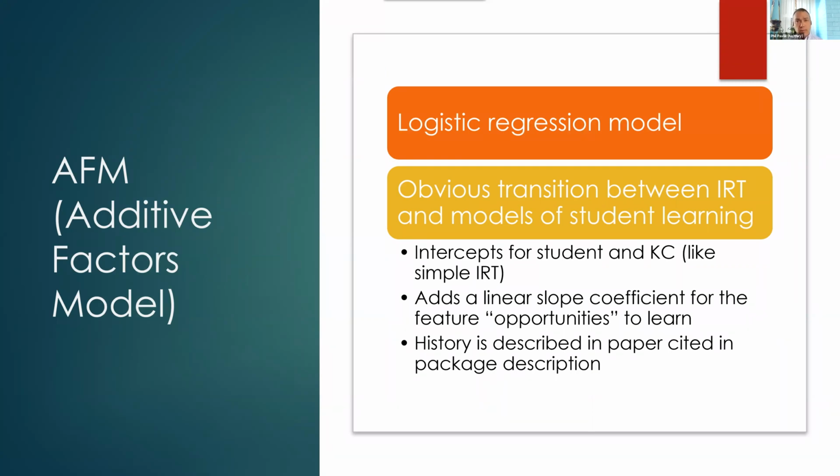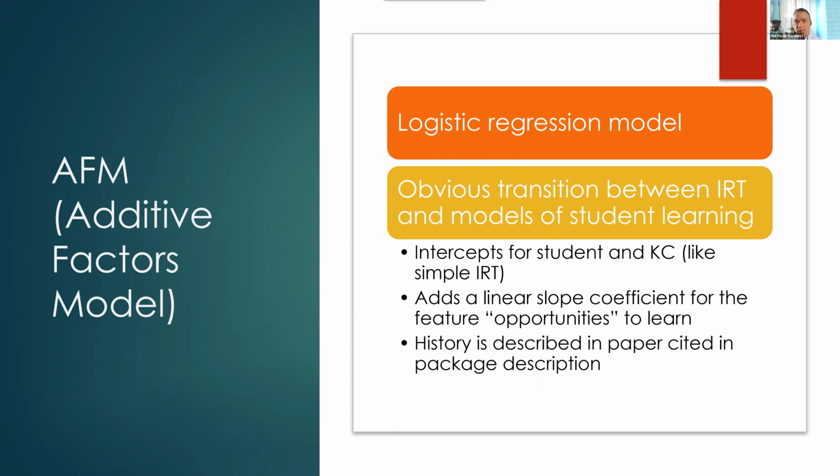So after Bayesian knowledge tracing in the history, we could talk about the additive factors model. And so that's where we start talking about logistic regression. And it's an obvious transition between item response theory, the simplest kind of one parameter item response theory where you have difficulty and student ability, and models of student learning. So you still, like the simple IRT, you have intercepts for student and knowledge component, not item in this case.